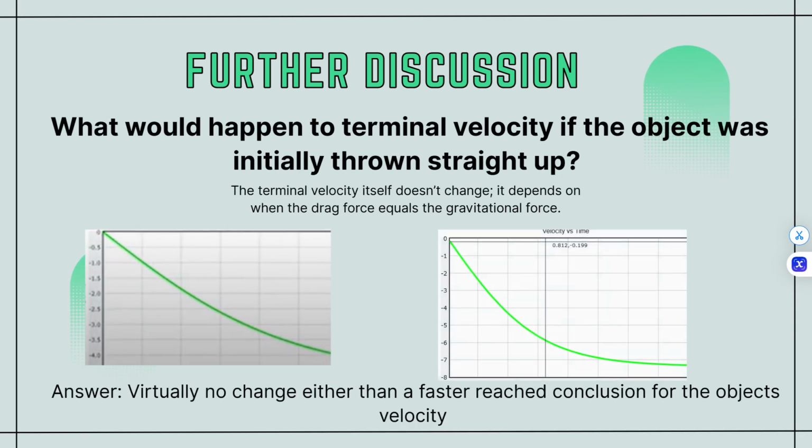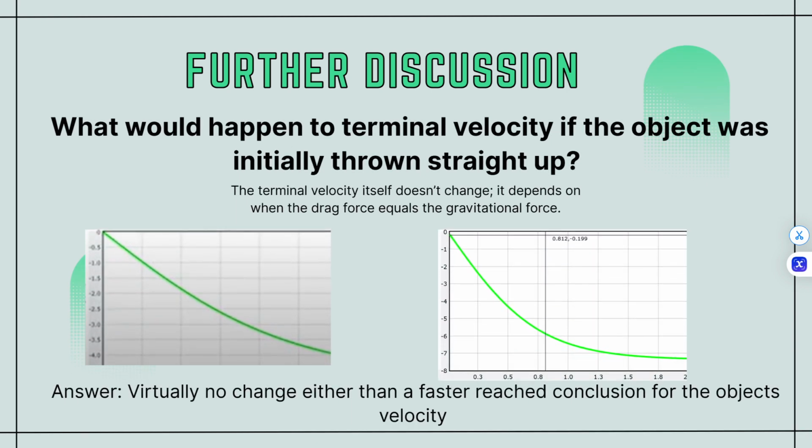Let's talk about the next question. What would happen to terminal velocity if the object was initially thrown straight up? Nothing much would change, other than that the faster reach of the conclusion would have occurred for the object's velocity.